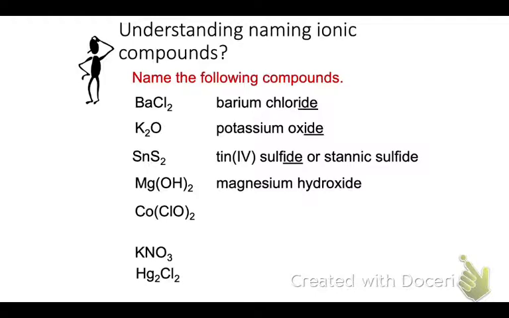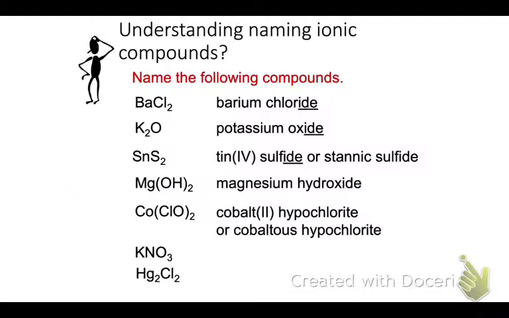This here is cobalt. Cobalt is one of those transition metals that changes charges. Therefore, I need to figure out how to predict the charge. This here is a polyatomic ion, and it's called hypochlorite. Hypochlorite has -1. I needed 2 of them for this cobalt, which means this cobalt should have had a +2 charge. So now when I name this, it will be cobalt(II) hypochlorite, or cobaltous hypochlorite.